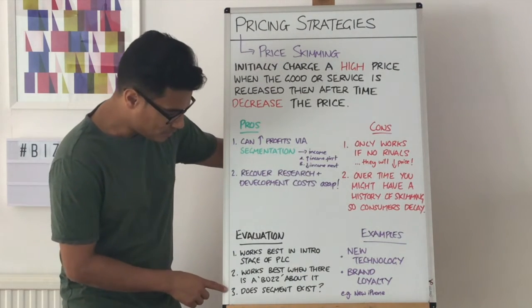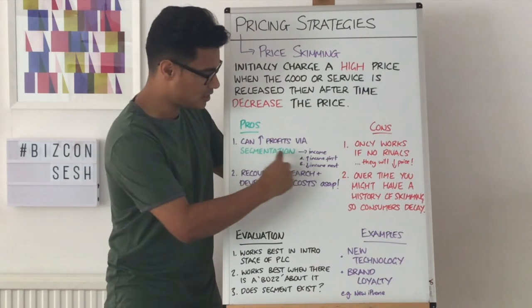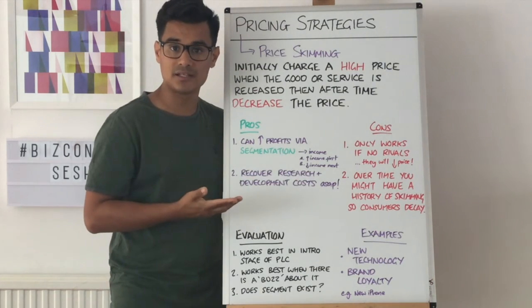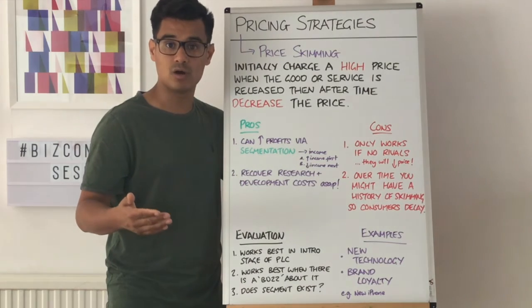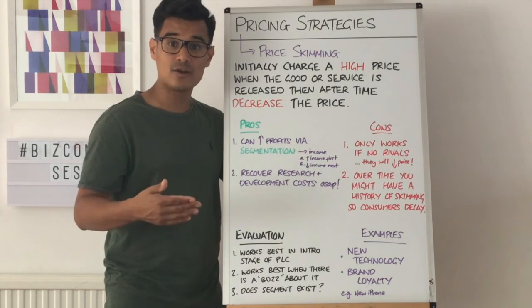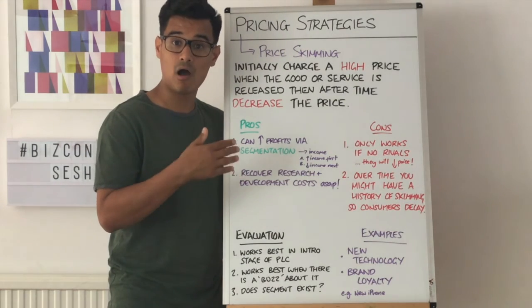And number three is, does the segment exist? Because it's important that this segment exists, particularly in the income case, because if it doesn't exist in the particular good or service you are working within, then you can't do the price skimming because there is no one that's going to pay that higher price.